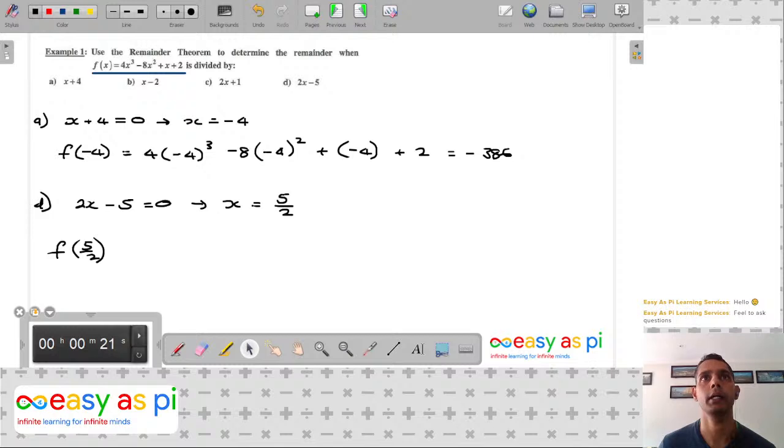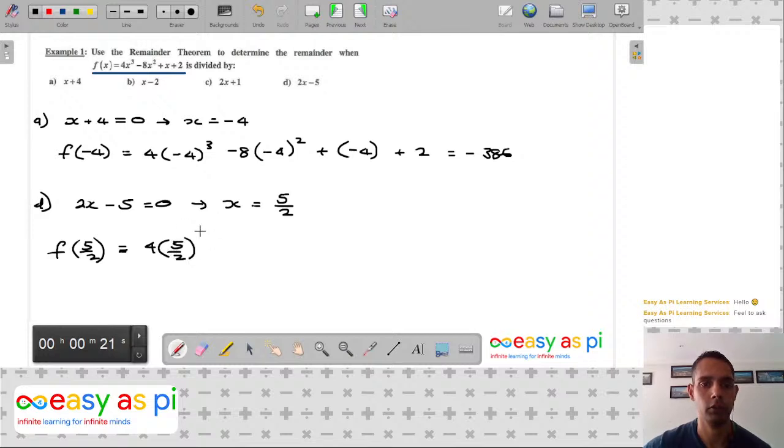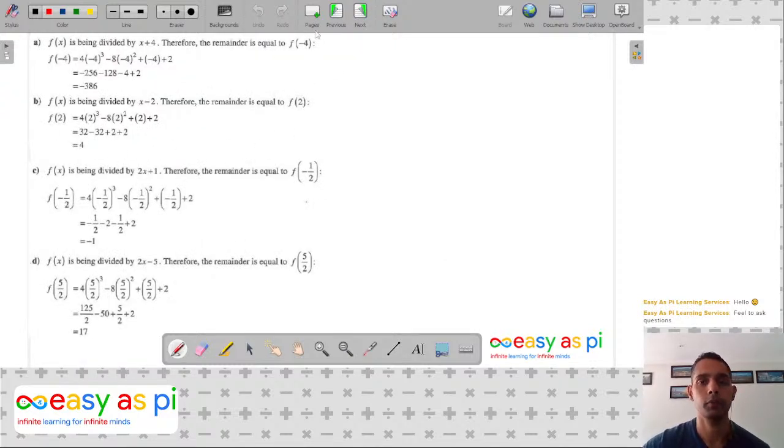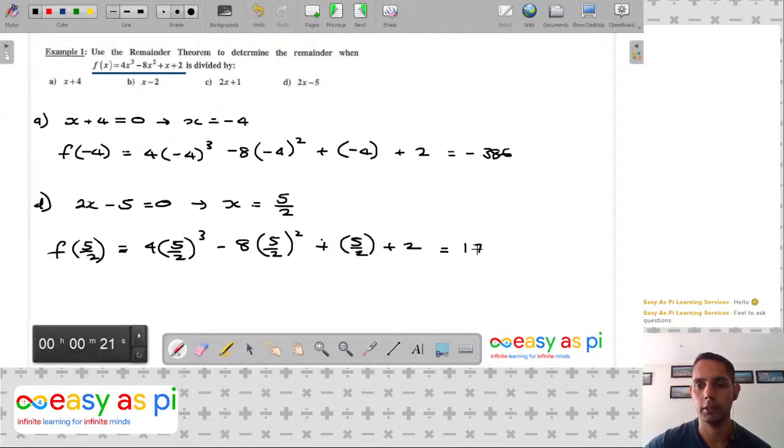Okay, let's stop it there. I think you don't need that much time. Where I see x, I'm going to replace it with 5 over 2. So this becomes 4 into 5 over 2 cubed minus 8 into 5 over 2 squared plus 5 over 2 plus 2. Of course, you would probably use your calculator. You don't have to, but you end up with 17. So the answer here is 17, and this is essentially the remainder theorem.